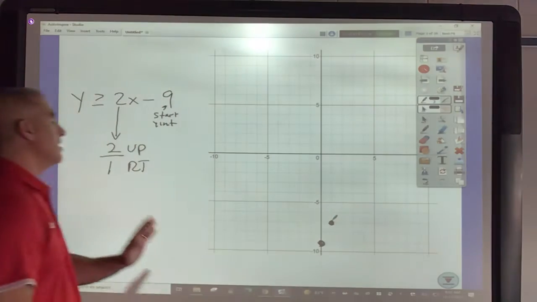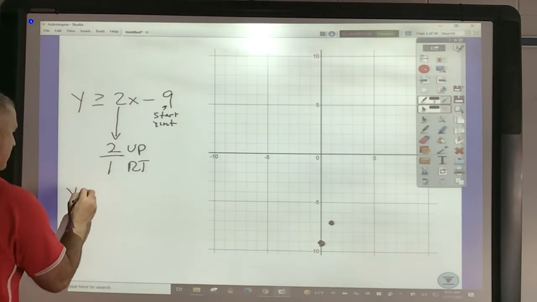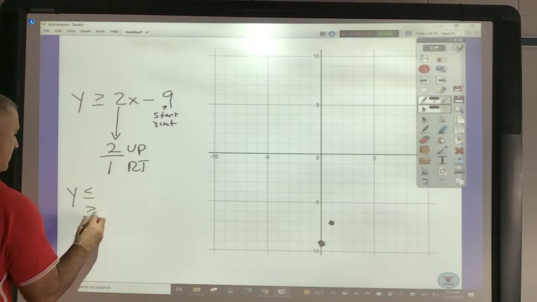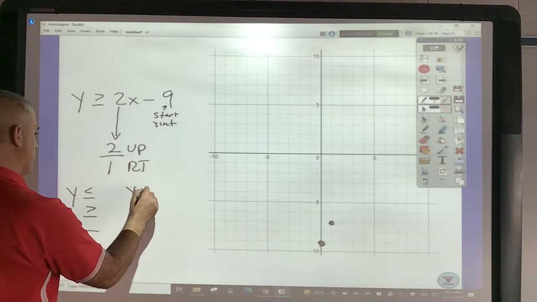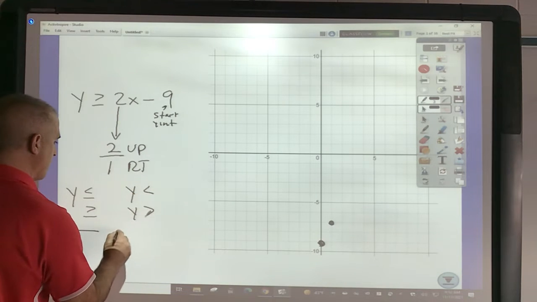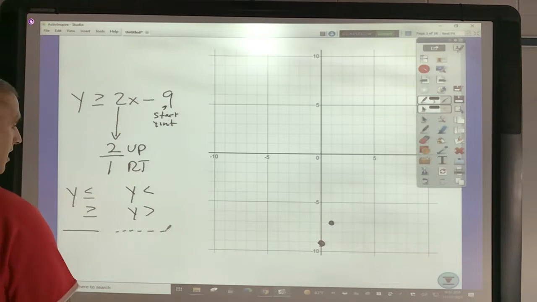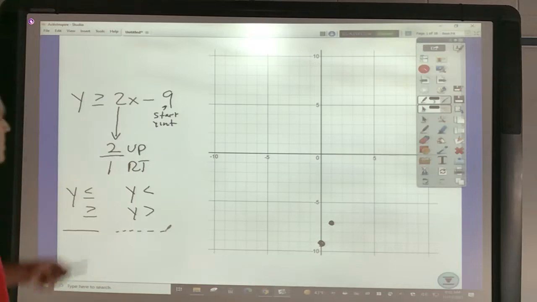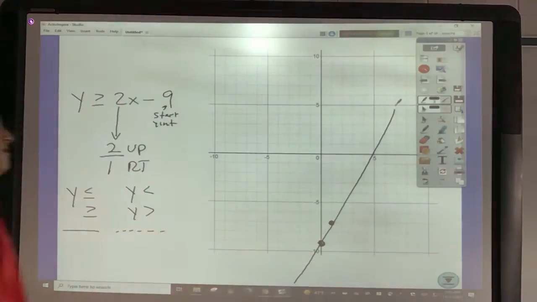All right, now here is where it gets different. If you have an inequality that looks like this or this, you have a solid line. If you have an inequality that looks like this or this, we have a dashed line. That's sort of like when we were doing the inequalities with open and closed circles, okay? All right, so this one, since I have a line underneath of it, boom, just like that.